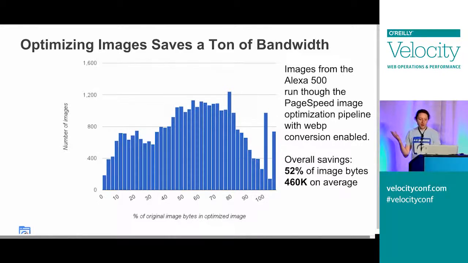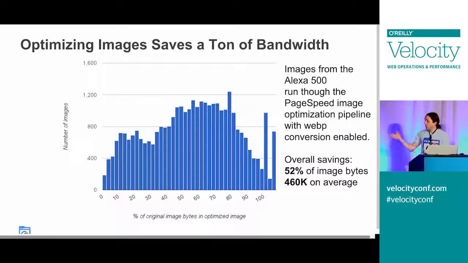And so this is a graph of all the images in the Alexa top 500 websites that we didn't resize, because we also have a resizer. And we've taken them and run them through the mod_pagespeed pipeline. And we've enabled WebP conversion, so we're fetching these with a Chrome browser. So this is sort of the best case for us. And we can actually eliminate 52% of the image bytes in the Alexa 500, just by optimizing those resources in place for the specific browser that's fetching those images.